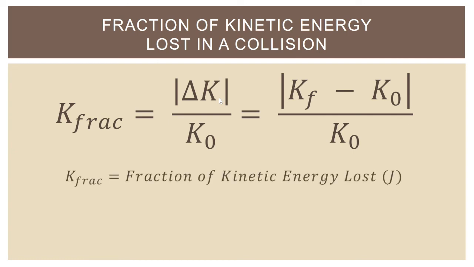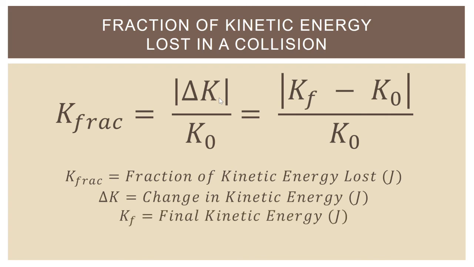And so we'll say here, this term that we've labeled K frac, which is a little inelegant, but how else are we going to write it, would be the fraction of kinetic energy lost. Delta K, of course, is the change in kinetic energy. Kf is the final kinetic energy, and K naught is the initial kinetic energy. Take a second to pause this video here and write that down. And when you hit play, we'll move on.